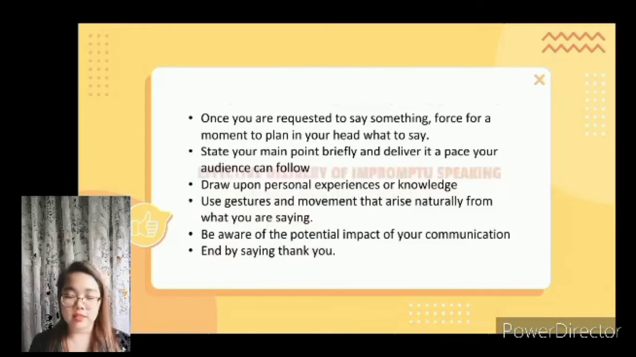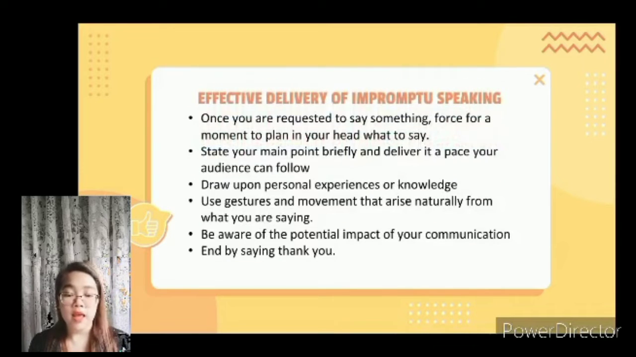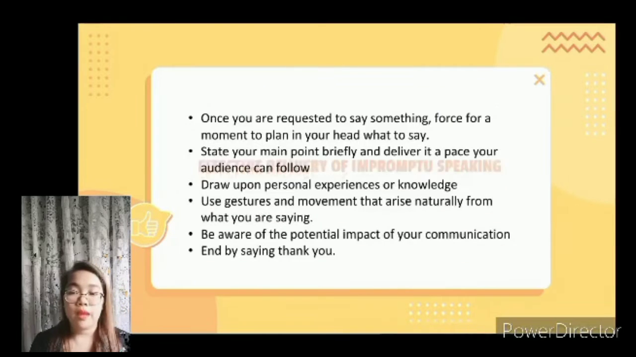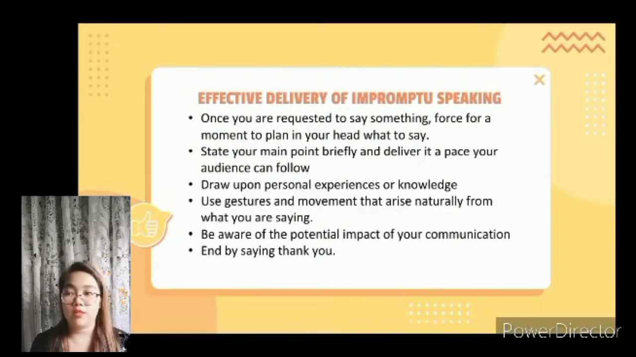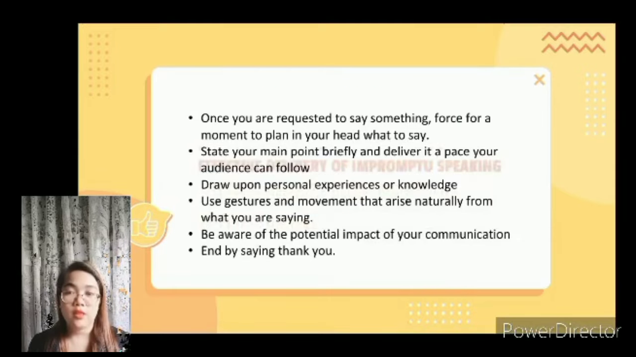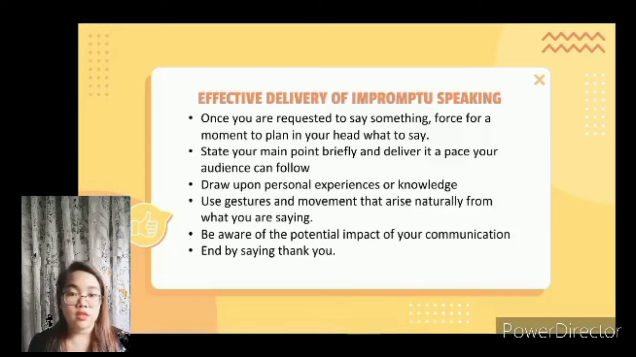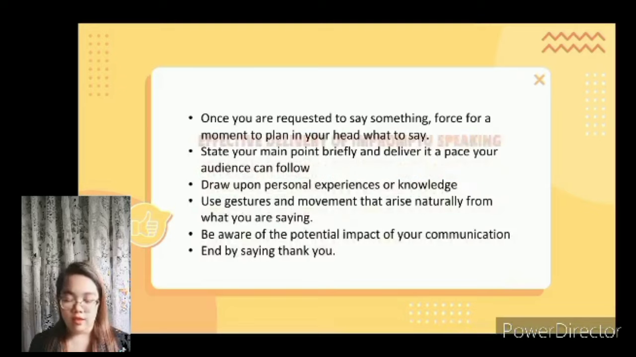The next, state your main point briefly and deliver it at a pace your audience can follow. You should state your main point briefly, or concisely and in a few words, and also deliver your message at a pace that your audience can follow for them to clearly understand what you are saying.